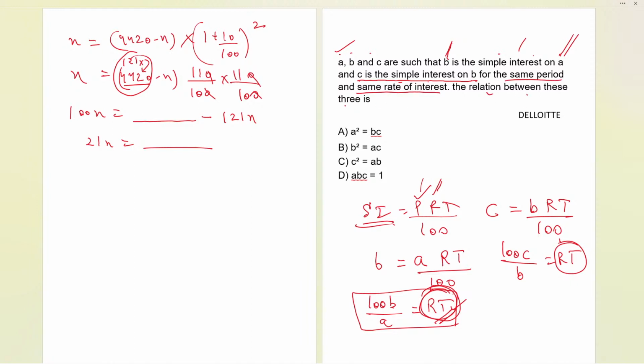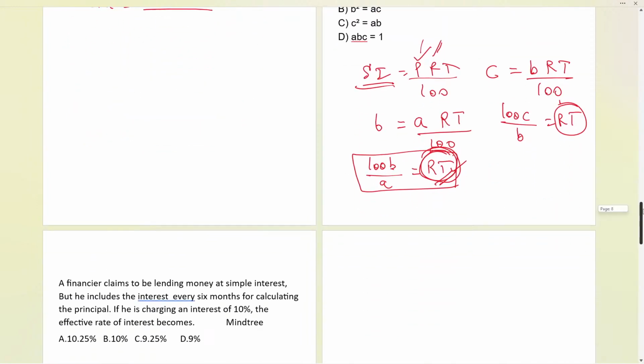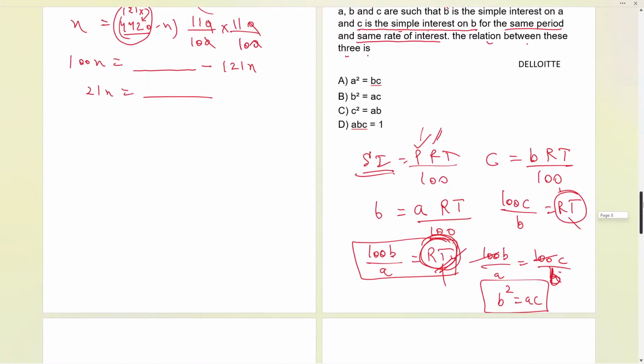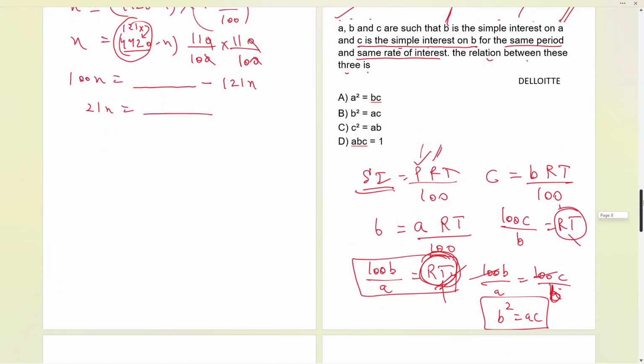So what is the relation between the three? Just equate the two parts, RT and RT: 100 B by A and 100 C by B. Now 100 gets cancelled over here. Now B you can take on the other side. It will be B square equals AC. And that is the answer we all are getting over here. Okay, Tushar, B is the answer you are telling me. That is great. Yes, B is the answer option that is matching. Correct. The question is from the Deloitte company.